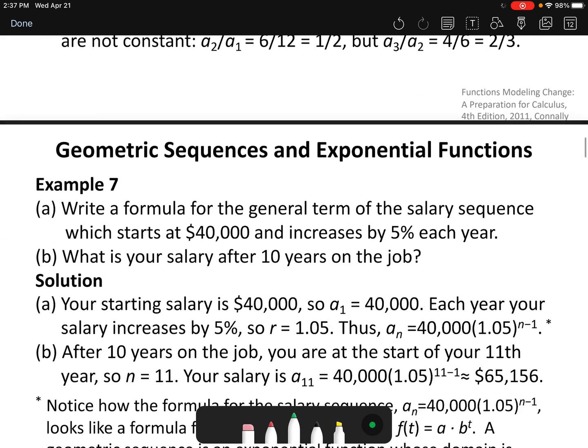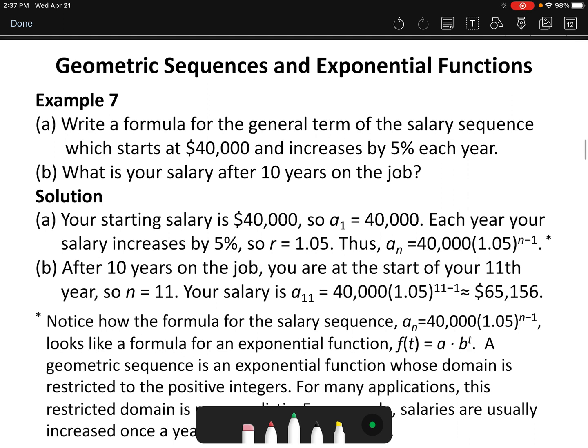Okay, now here's an example of geometric sequences, and they should look really familiar because they're nothing more than exponential functions. Write a formula for the general term of the salary sequence, which starts at 40 grand and increases by 5% each year. What is your salary after 10 years on the job? So your a sub 1 is 40,000. Your increase is 0.05, so your ratio is 1.05. Look familiar? So here's your formula, which is nothing more than the exponential formula.